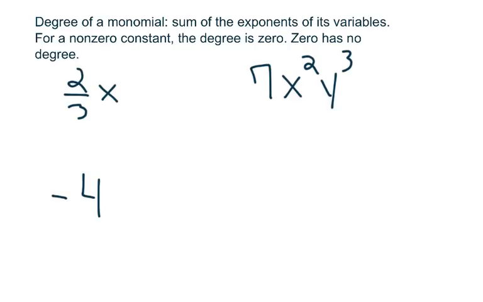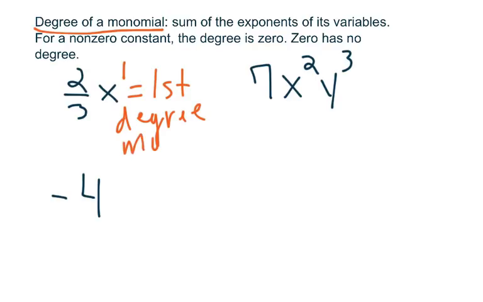All right, the next thing I want you guys to write down is degree of a monomial. And a degree of a monomial is a sum of the exponents of its variables. For a non-zero constant, the degree is 0, and the number 0 has no degree. So what I mean by degree is I mean exponent. So 2/3 x has an exponent of 1. So that means that this is a first degree monomial. First degree. Okay?